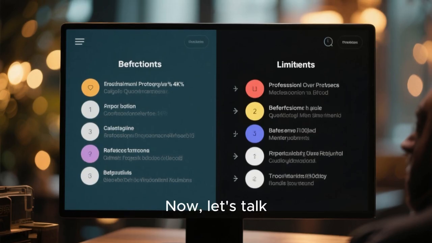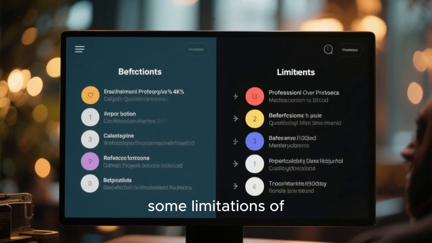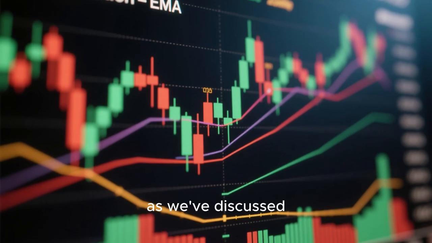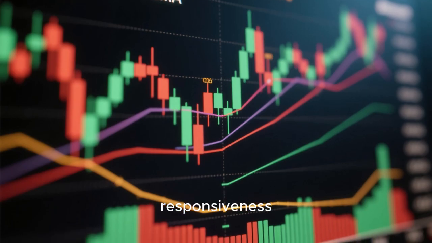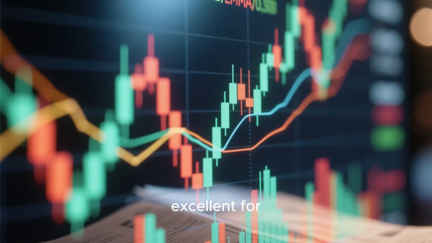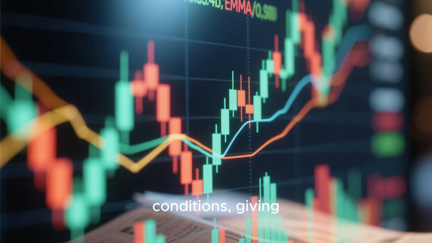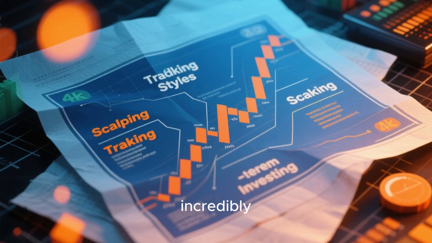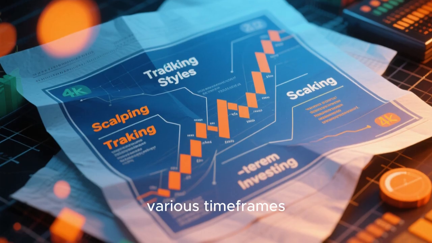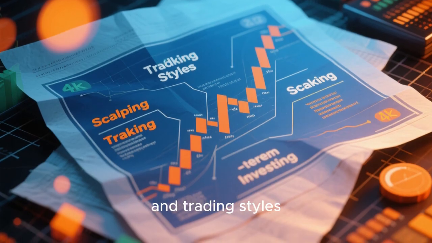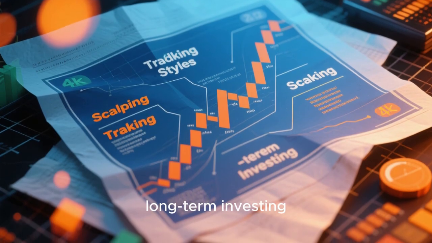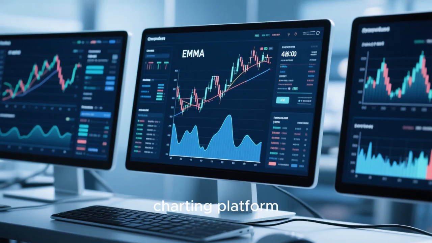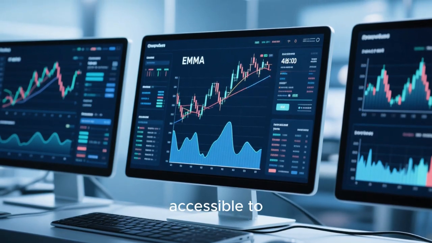Now, let's talk about the key benefits and also some limitations of using EMAs. The primary benefit, as we've discussed, is their responsiveness. This makes them excellent for dynamic market conditions, giving you quicker insights than SMAs. They are also incredibly versatile, applicable across various timeframes and trading styles, from scalping to long-term investing. Plus, they are widely available on almost every charting platform, making them accessible to everyone.